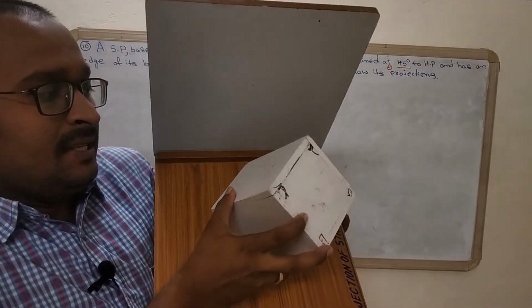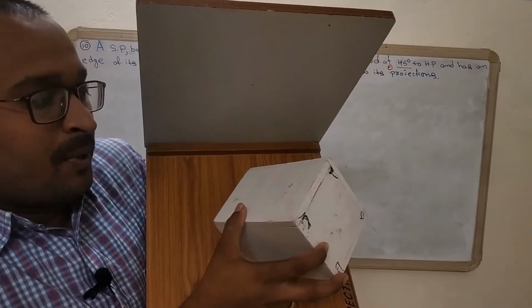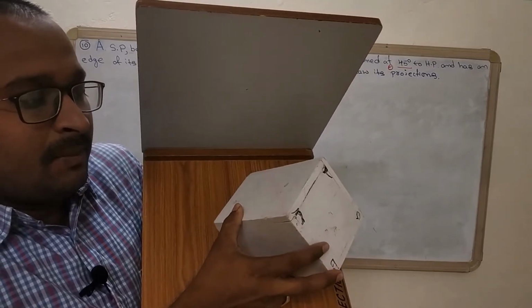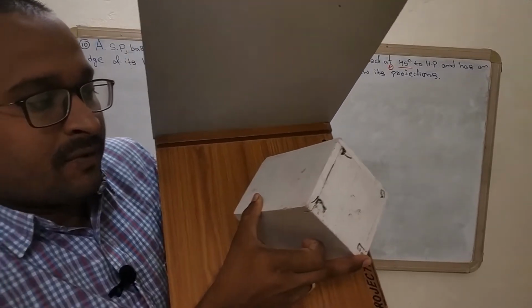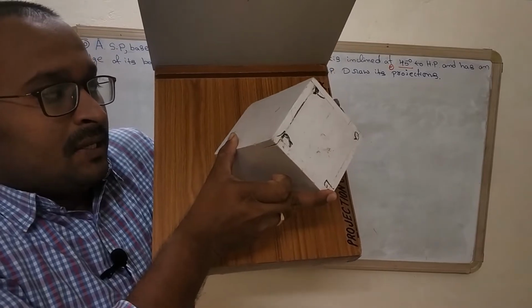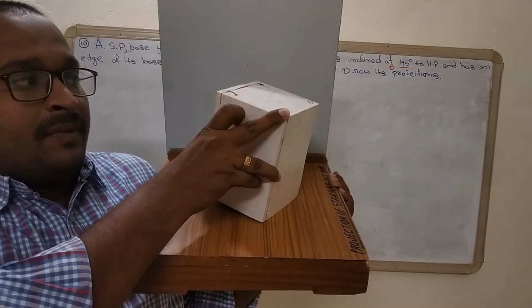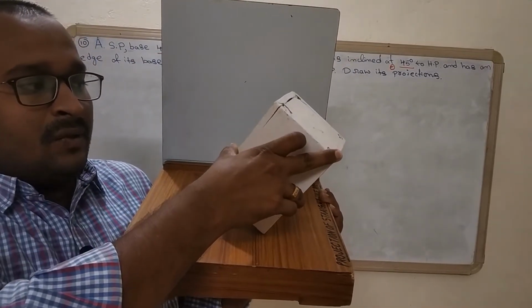So this is the top view of the given problem. These surfaces will be visible and these two surfaces will be invisible, and here this is the front view.